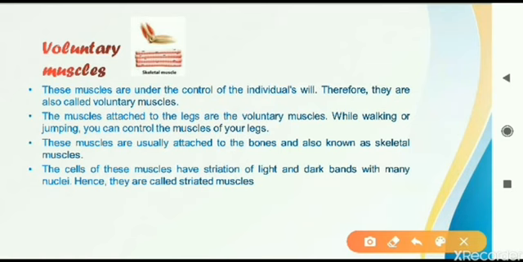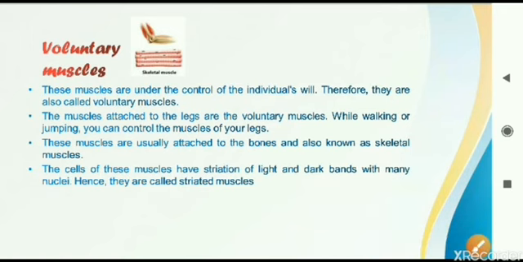For example, the muscles of our hands. When we have to write, then we can use these muscles. Every time our hand muscles are not working there. Whenever we need to do some activity, these muscles will be used. Whenever you want to run, the muscles of your legs will be active. When you are sitting, they are not that much active. So that is the role of voluntary muscles. The muscles present in our hands and legs are an example of voluntary muscles.